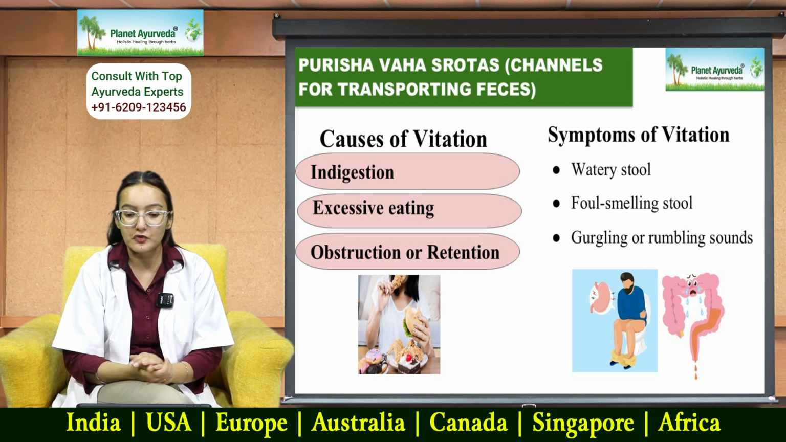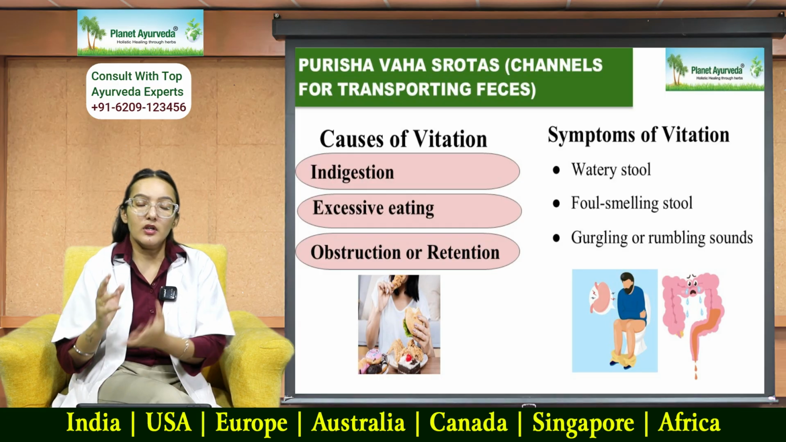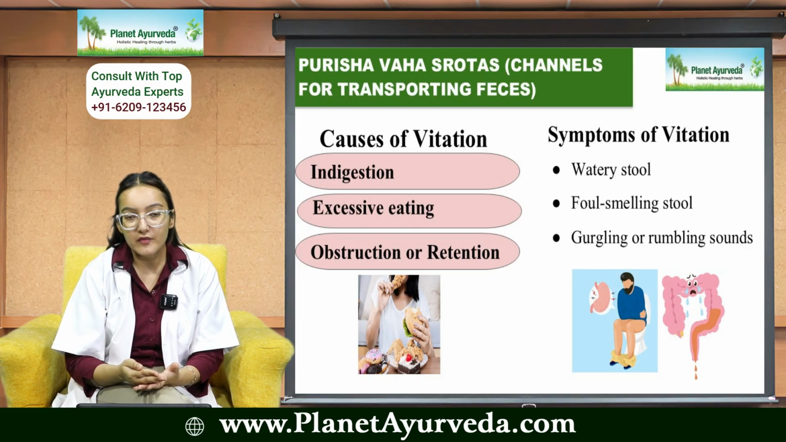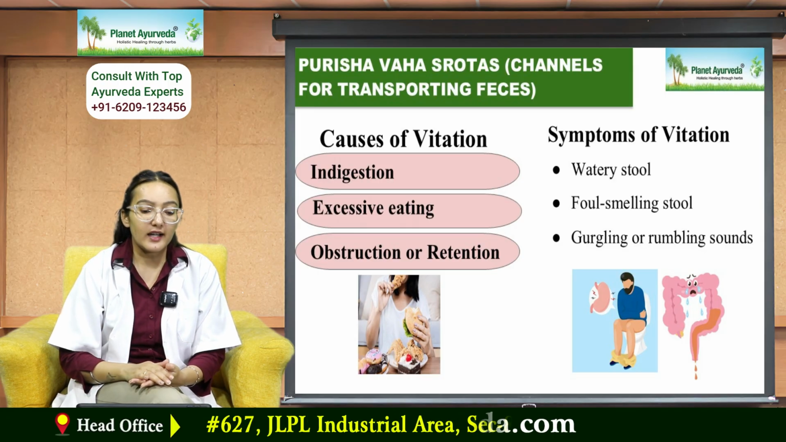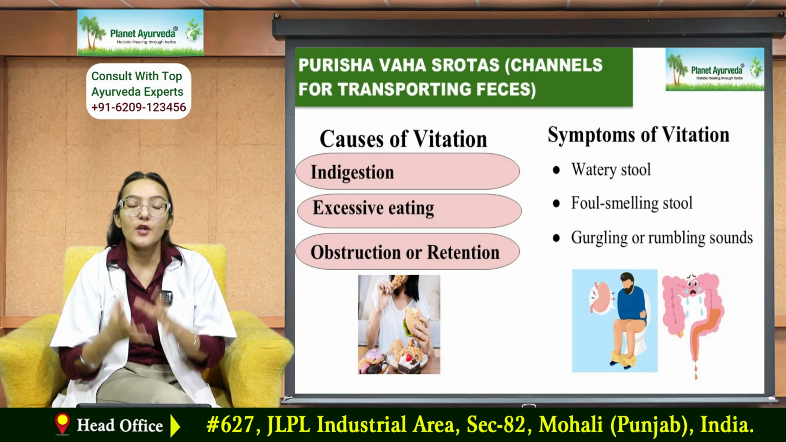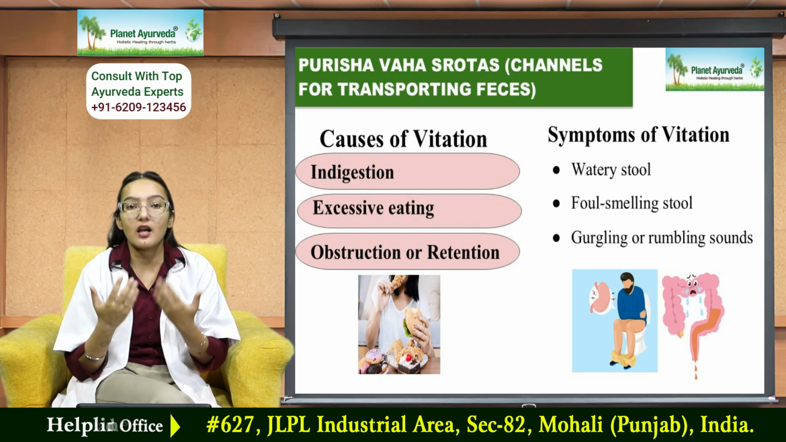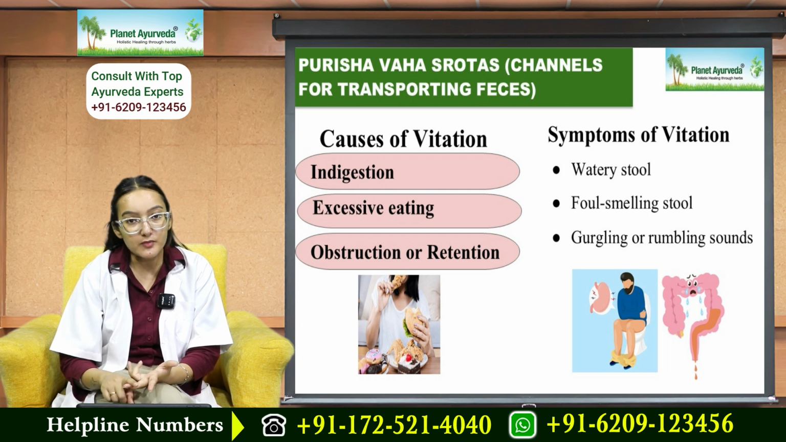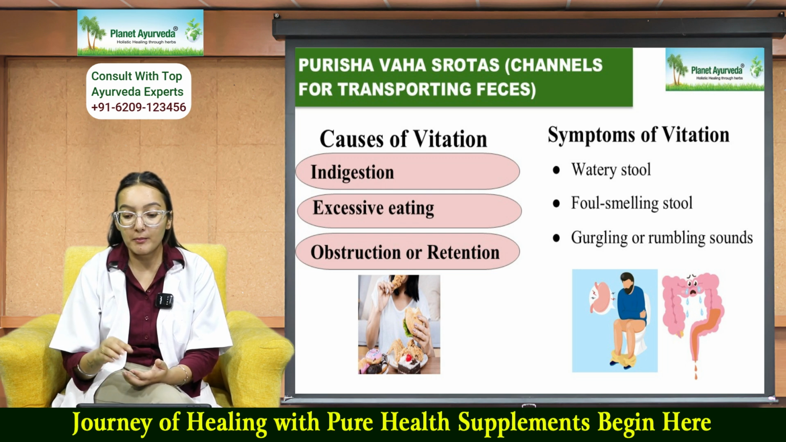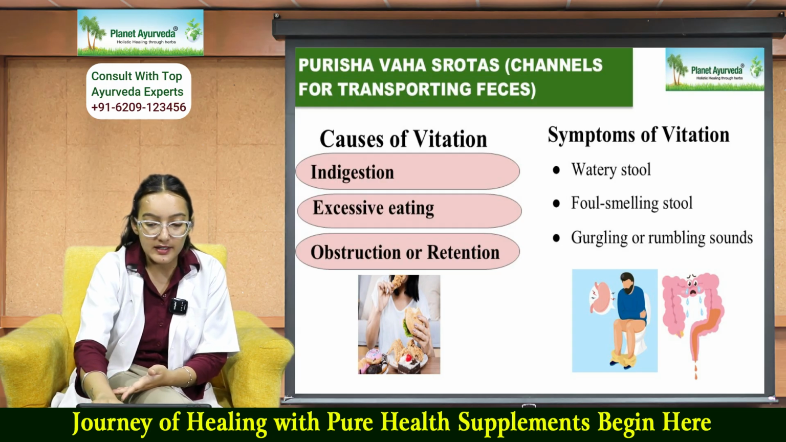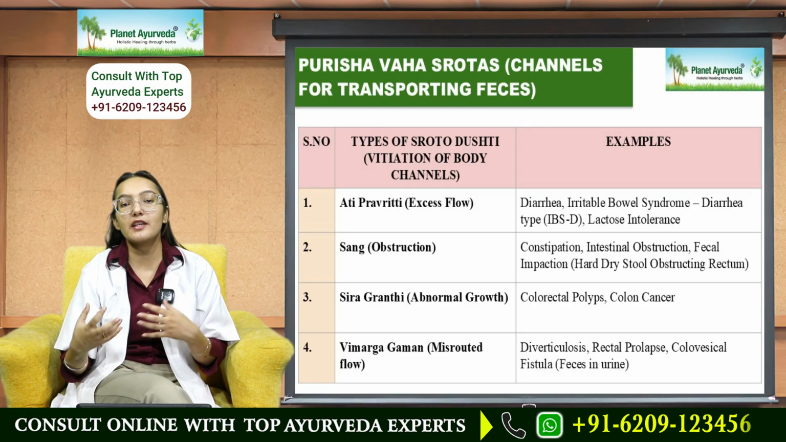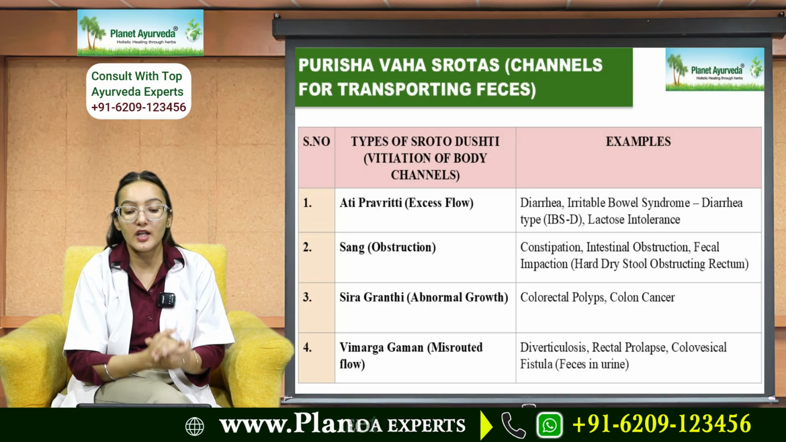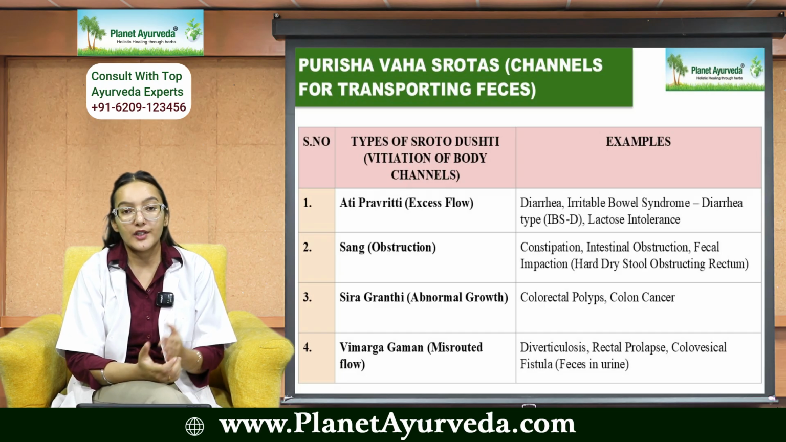Indigestion is also one of the causes of vitiation of Purishvaha Srotasa. So it is basically related to eating habits, or what kind of food somebody is having and at what time, which will affect the Purishvaha Srotasa, because stool forms on that basis. What we eat, how we eat, when we eat. Symptoms one may experience: watery stool, foul smelling stool, constipation, gurgling or rumbling sounds. Some may experience gas, some may experience pain, abdominal pain or lower belly pain. Now let us learn the types of Srotodushti and their examples.